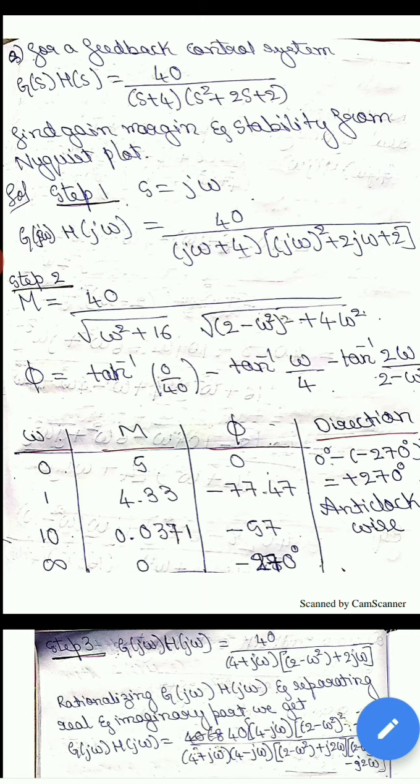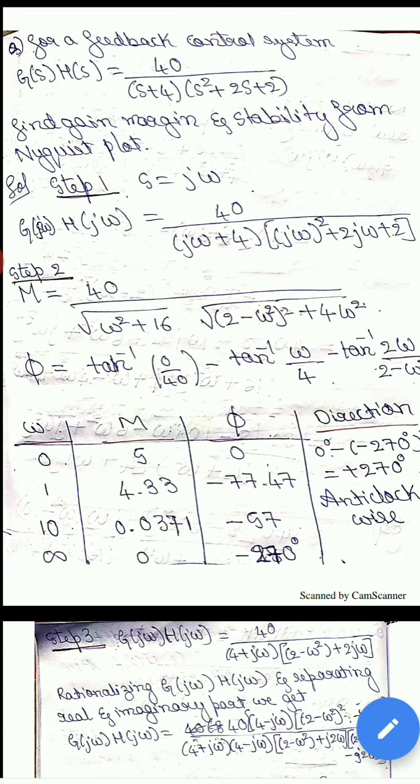Next, phase angle. In the numerator there is only real part, so you'll get tan inverse of 0 divided by 40, minus, for the denominator j omega plus 4, imaginary part in the numerator and real part in the denominator, that is minus tan inverse of omega divided by 4, minus tan inverse of imaginary part 2 omega and real part 2 minus omega square.